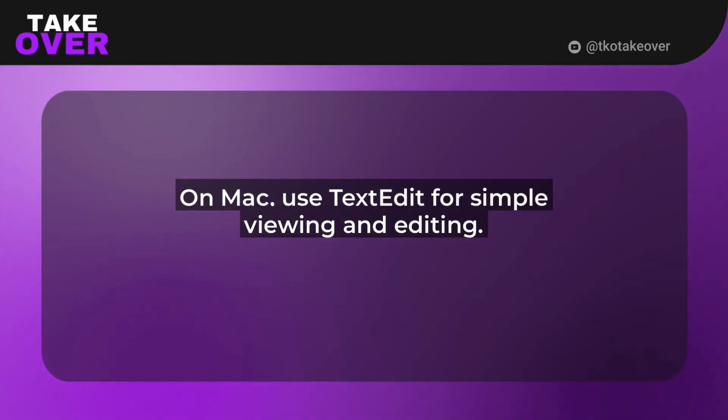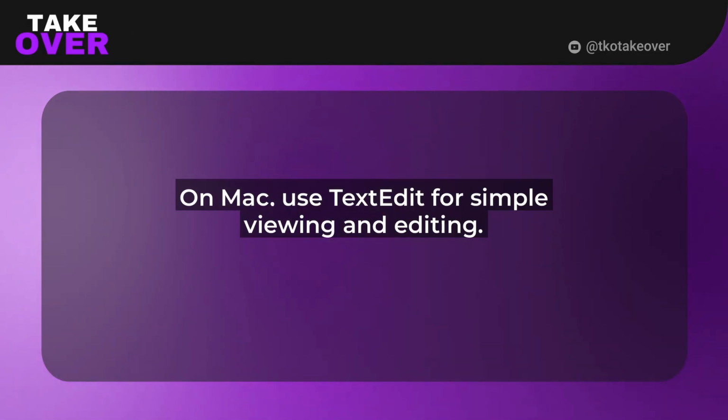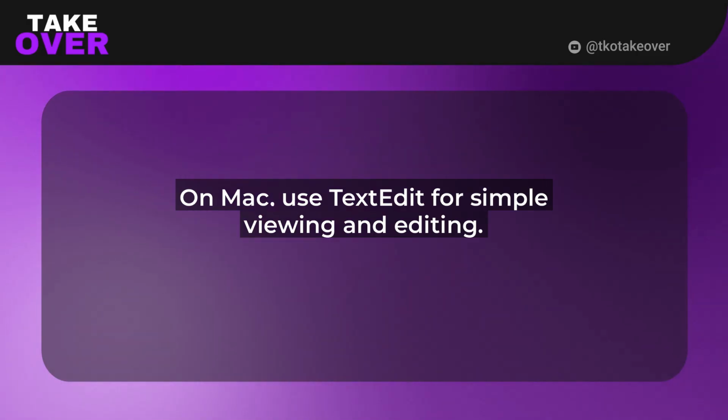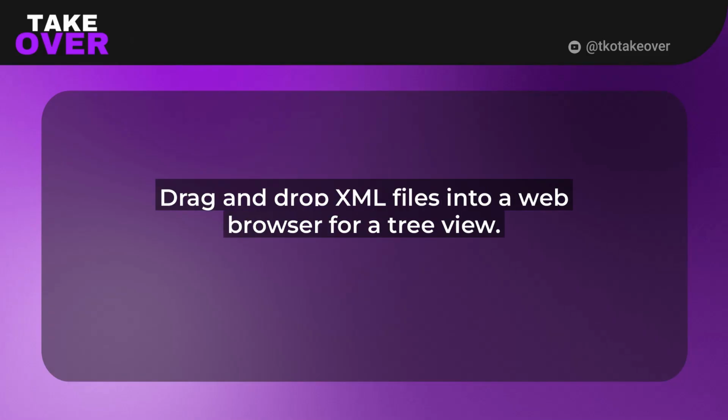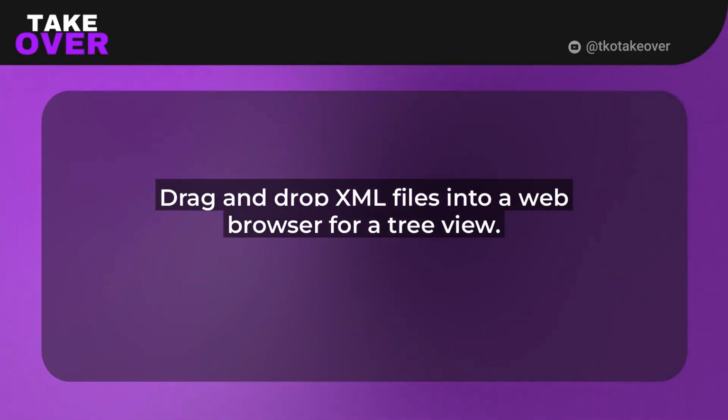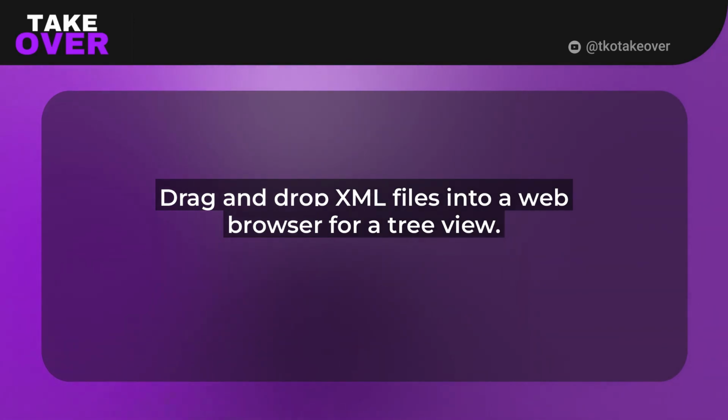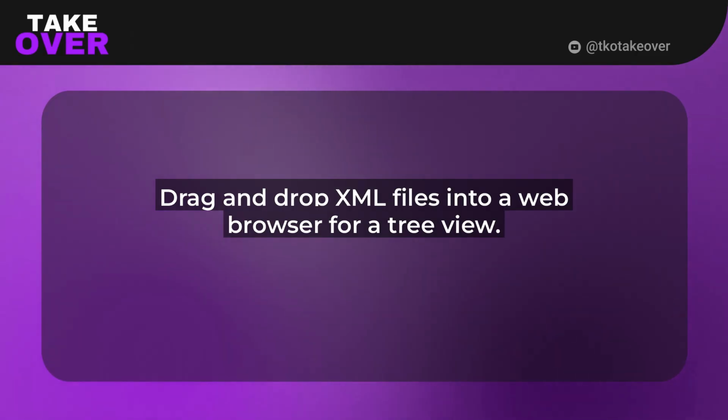Let's start with the simplest way, using a text editor. On Windows, fire up Notepad or, better yet, download a free option like Notepad++ for better formatting. Just right-click your XML file, select Open With, and choose your editor. Boom! You'll see the raw code, with tags like <tag>value</tag> laid out clearly. If you're on a Mac, open TextEdit or use a more robust app like Text Wrangler.